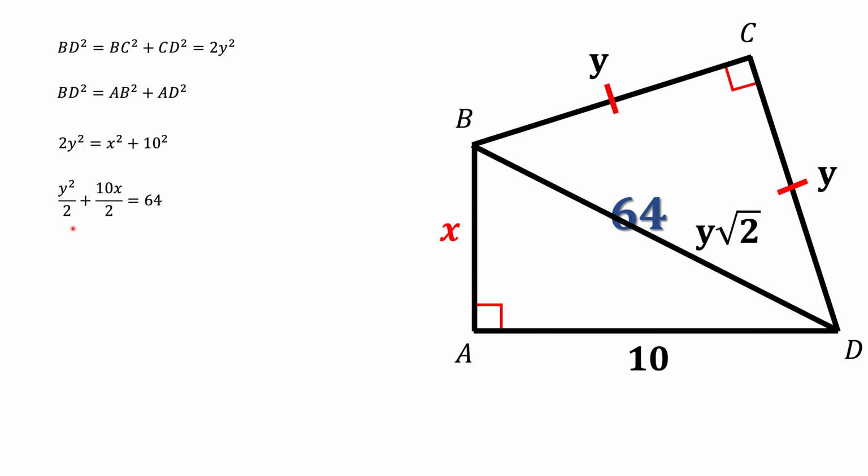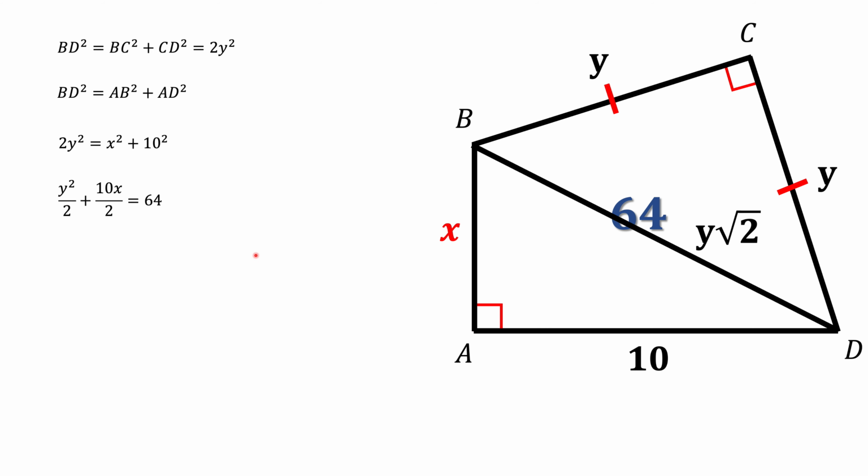Now the first term represents the area of the top triangle. The area of a triangle is the base times height times 1/2. In the right triangle, things become simpler because both base and height can be taken as legs of the triangle. So we can take BC as the base, CD as the height, and therefore we get the formula like this.